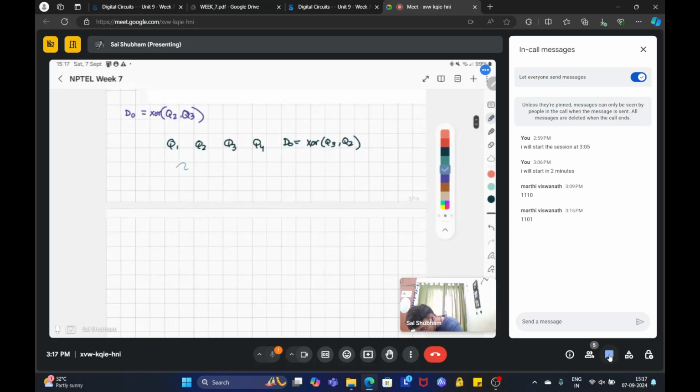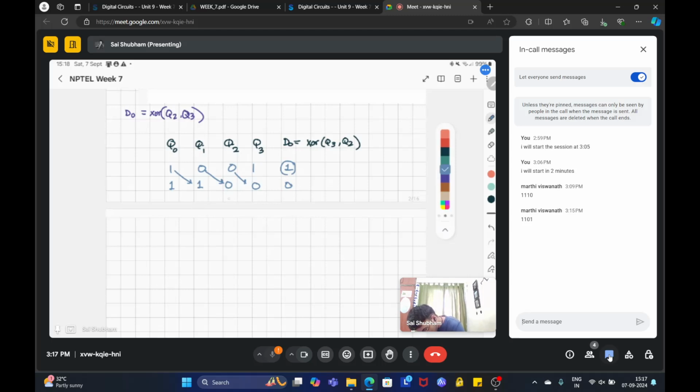Initial conditions 1 0 0 1, and D0 will be XOR of, okay, I think I made a mistake in numbering. Q0, Q1, Q2, Q3. So D0 is XOR of Q2 and Q3. So D0 is 1. This one will be reflected in the next cycle. So then output will be 1. This one will come here. 0 will come here. Now the XOR of 0 and 0 is 0.